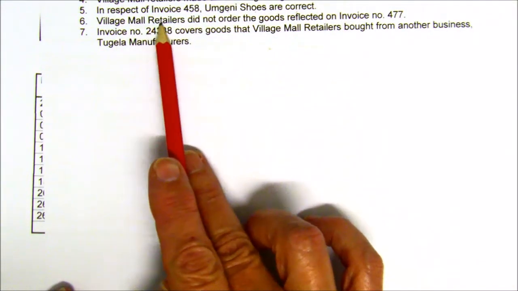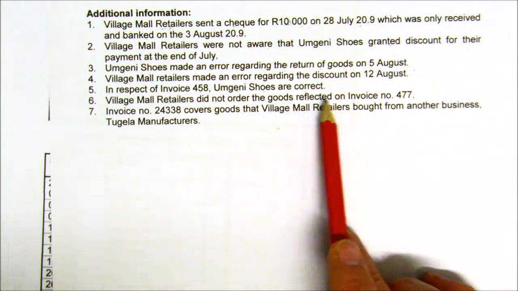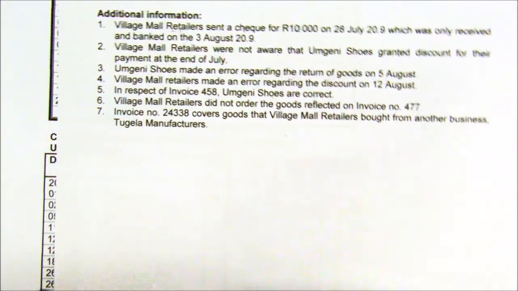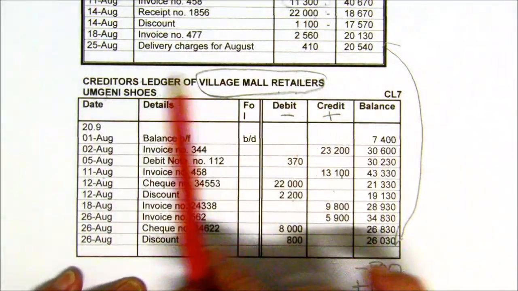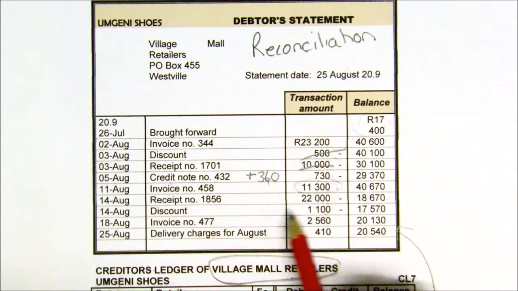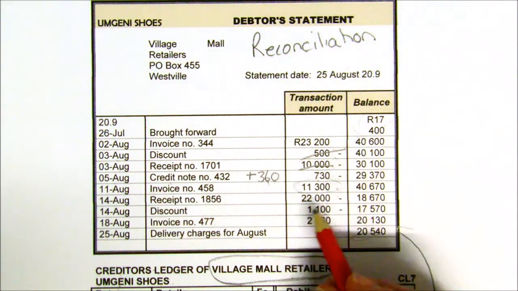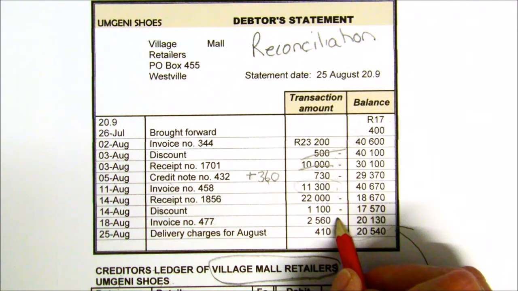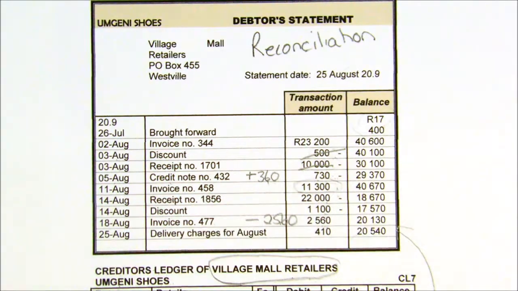Then Village Mall retailers, that's us, did not order the goods shown on invoice 477. Now if you go back here, there's no invoice 477 in our books. But on the statement, they have added on 2560. And they're telling you that this is not our goods. So we are not going to pay for goods we didn't buy. So they would have added on, because of an invoice, so you're going to have to minus 2560 in the recon.